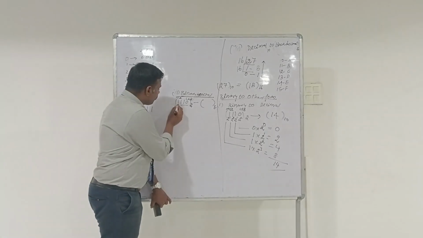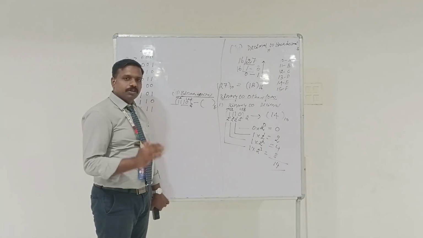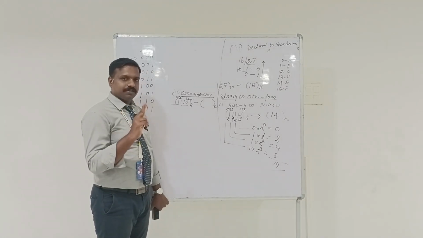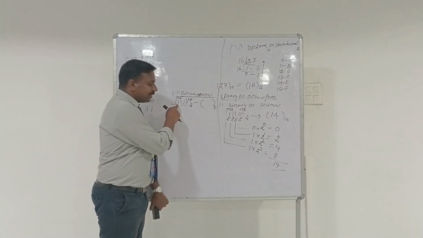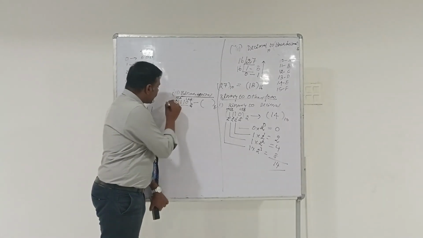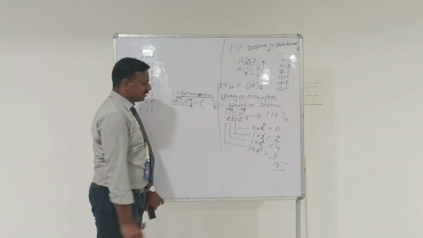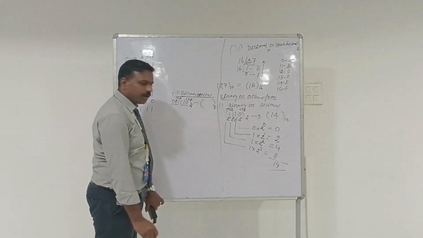For how many digits do I need here? In the second group only 1 digit will be there. Each group consists of 3 digits, so only 1 digit is there, so I need 2 digits. So I append 2 zeros. Okay. So these first 3 digits are group 1.